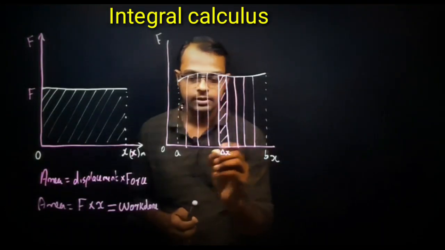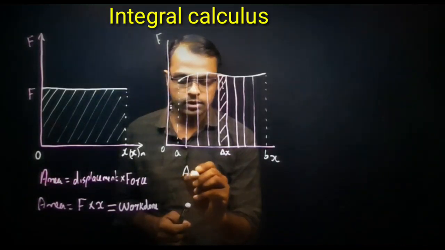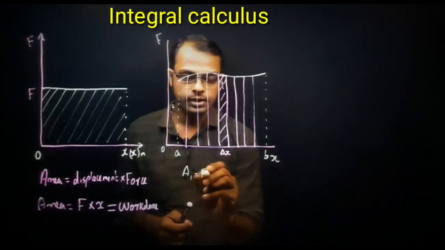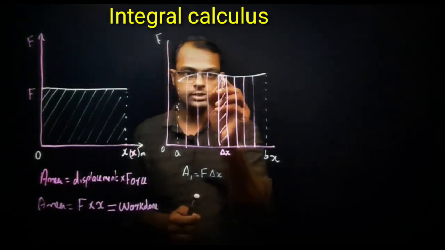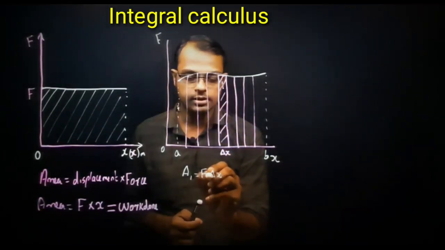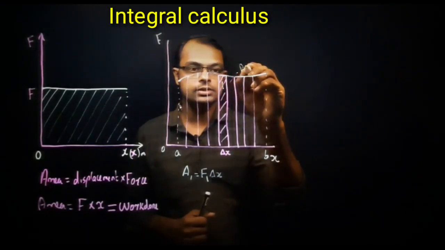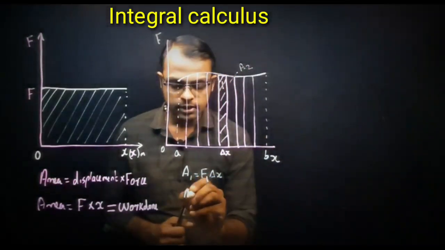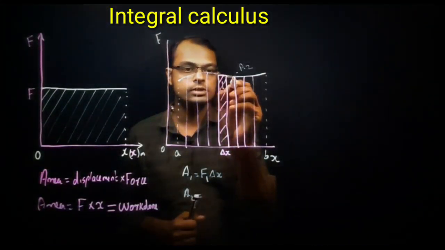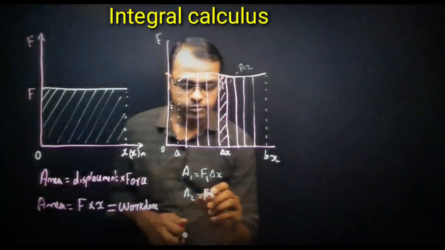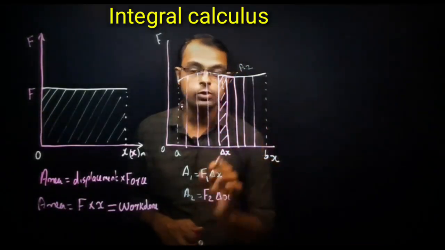So I can write here, if this is the first area, A1 is equal to F into delta x. Here what is the force? It's not a constant, right? In this case it is a constant value, but other values are different. So I can write here F1 delta x. If so, what is the A2 here? Consider this is the A2. So I can write here A2 is equal to, in that case the force is something different, F2 into delta x. So delta x is not changing. All these distances are equal, just imagine.